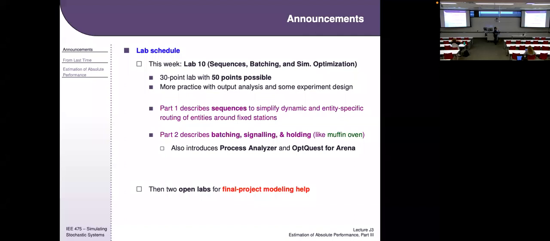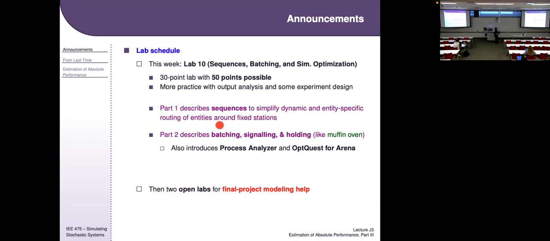The lab is sort of split up into a section on sequences. If you have complex patterns of stations in your simulation setup, and sometimes you might go from one station to another station, sometimes you might go from one station to a different one, and you want flexible handling to move things around, these sequences help to do that. That's part one, is kind of all about that.